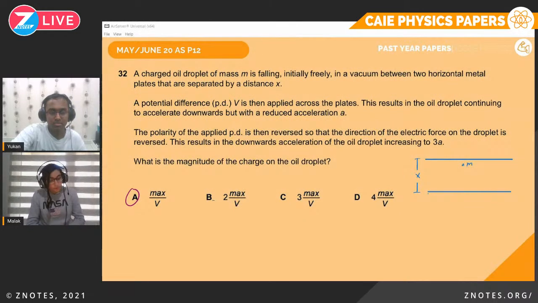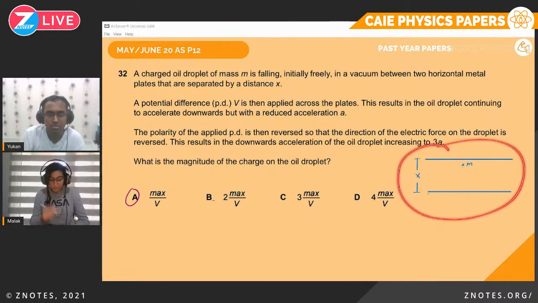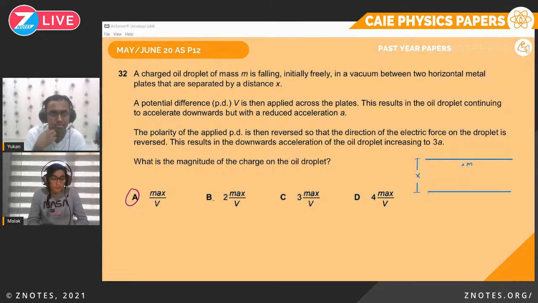Question 32. A charged oil droplet of mass m is falling initially freely in a vacuum between two horizontal metal plates that are separated by a distance x. So there you go, we have this right here. The potential difference PD is then applied across the plates. This results in the oil droplet continuing to accelerate downwards but at a reduced acceleration.